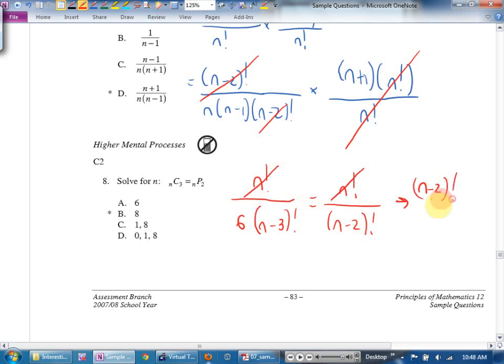Which one's bigger? So this is going to be n minus 2 times n minus 3. Oh, stop there. I have n minus 2 equals 6. What's n? 8, because n minus 2 equals 6. That's where the 8 came from.